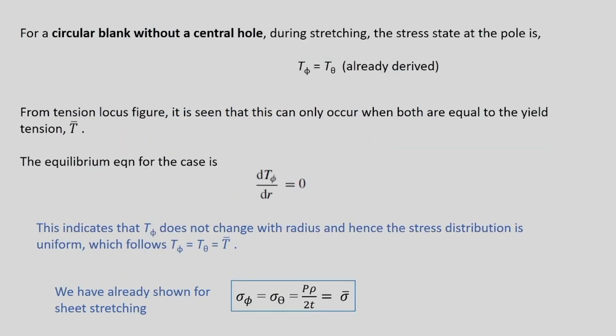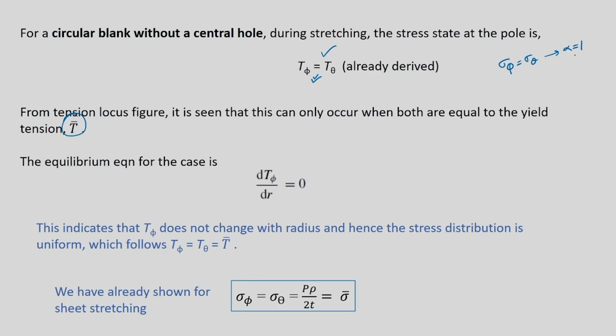Now, what is the similarity with respect to a circular blank without a hole? In a circular blank without a hole, we know that T phi is equal to T theta. Why? Because we already said sigma phi is equal to sigma theta, because alpha is equal to 1. Same thing works out here, T phi is equal to T theta. This can happen from the tension locus figure only if these two are equal to T phi. Otherwise, this cannot happen.